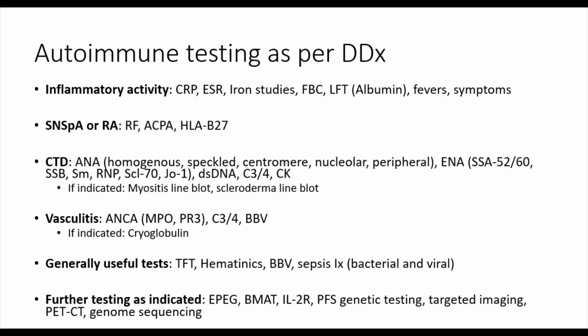Similarly, SCL70 is part of the ENA panel and is associated with diffuse cutaneous systemic sclerosis. However, if this is negative and the patient has clear signs of scleroderma, it may be worthwhile to add on an extended scleroderma antibody panel or scleroderma line blot to look for other autoantibodies which may also be present in overlap syndromes, such as PMSCL.